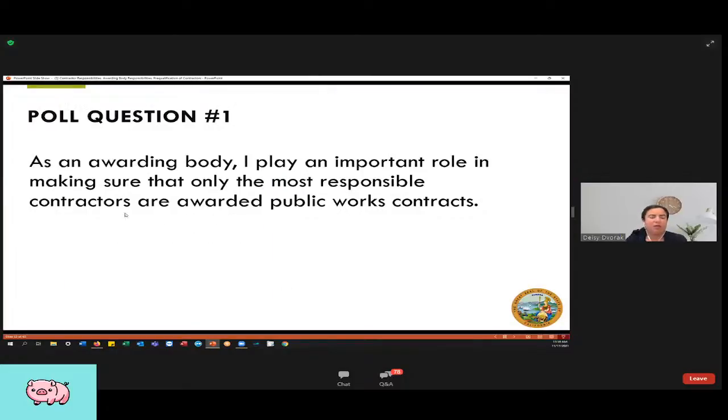Okay, so we have a first question. Let me read it to you. As an awarding body, I play an important role in making sure that only the most responsible contractors are awarded public works contracts. I'll give you a few seconds. Is this true? It's false. I'm not an awarding body. And the results are in, and 64% believe that this is true. I'm glad that, yeah, this is true. You play an important role in making sure that you only contract with responsible contractors. So that's encouraging. Let's move on.